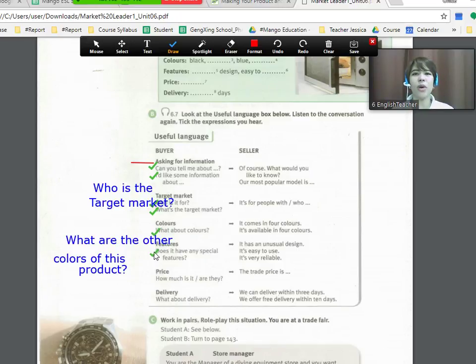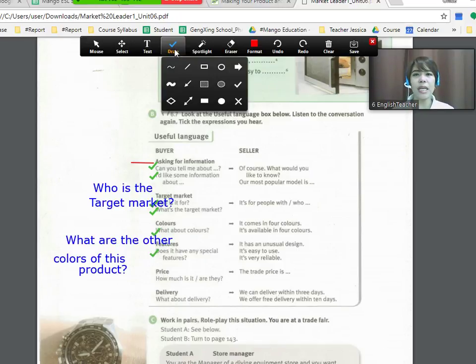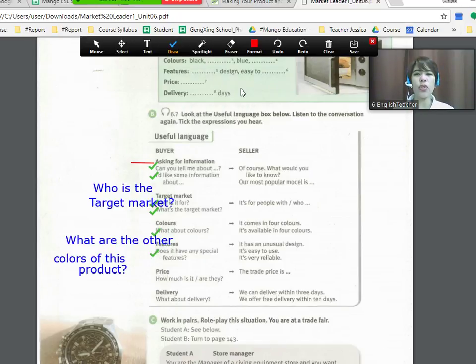Okay, now next one, let's try to move on to the price. So if you are a buyer and you're going to ask about the price, student A, what do you usually ask? Very good. How much does it cost? Perfect, correct. How about you, student B? How do you ask about the price?